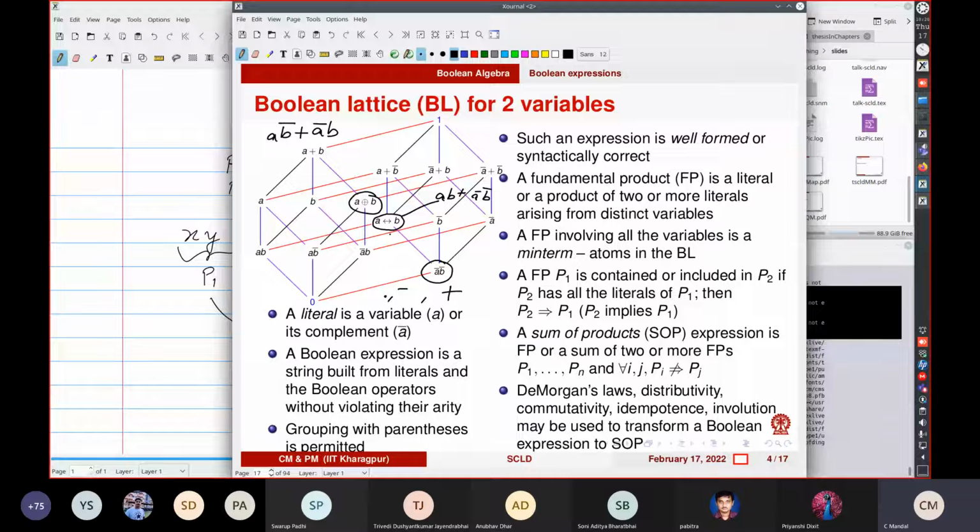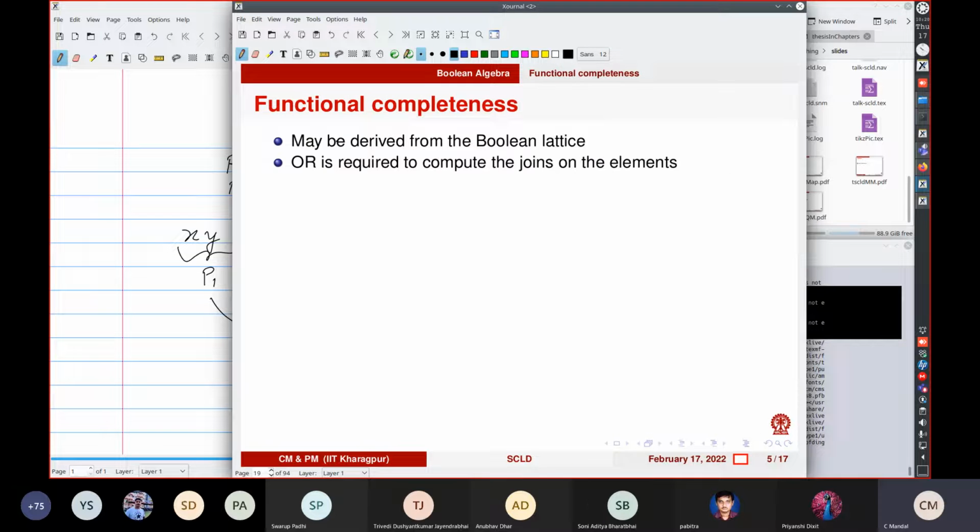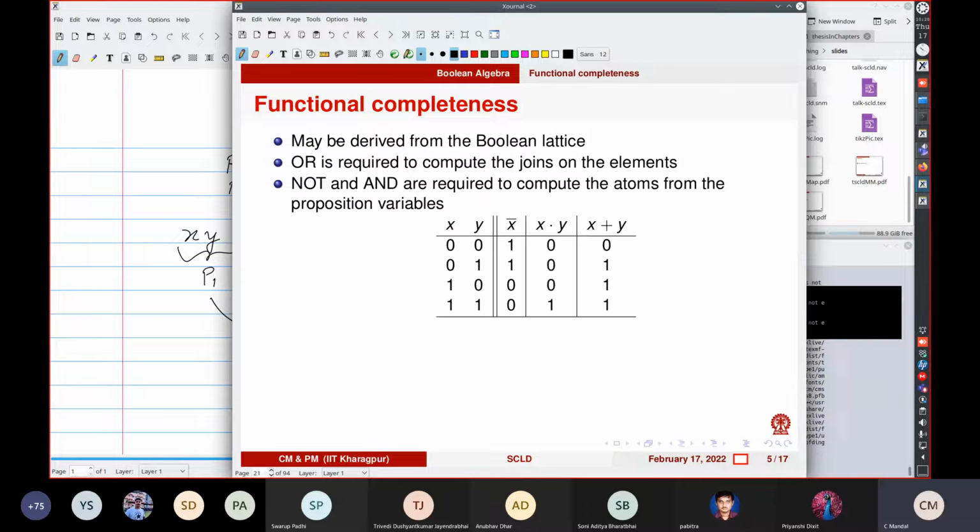This is also called equivalence. This is true when A and B have the same value. And the opposite of this is exclusive OR, which is also the opposite of equivalence. This is true only when A and B have different values.